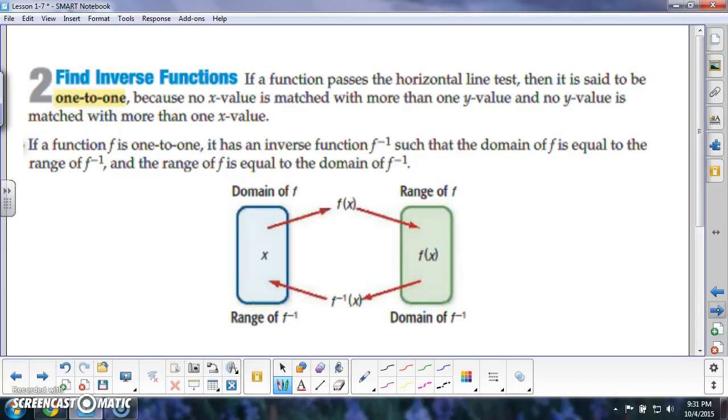So we have the idea or concept of a function being one-to-one. If a function passes both the vertical and the horizontal line test, then it is said to be one-to-one, because no x value is matched up with more than one y value, and no y value is matched up with more than one x value.